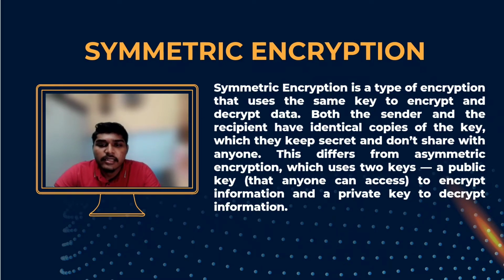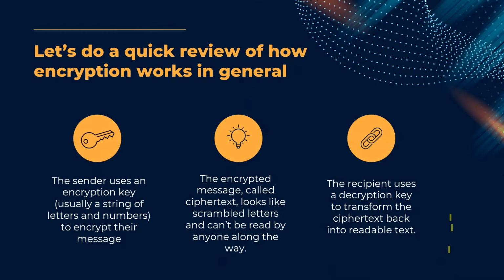This differs from asymmetric encryption, which uses two keys: a public key that anyone can access to encrypt information and a private key to decrypt information. Now let us do a quick review of how encryption works in general. First, the sender uses an encryption key, which is usually a string of letters and numbers, to encrypt their message. Then the encrypted message, called ciphertext, looks like scrambled letters and can't be read by anyone along the way. The third step is that the recipient uses a decryption key to transform the ciphertext back into readable text.